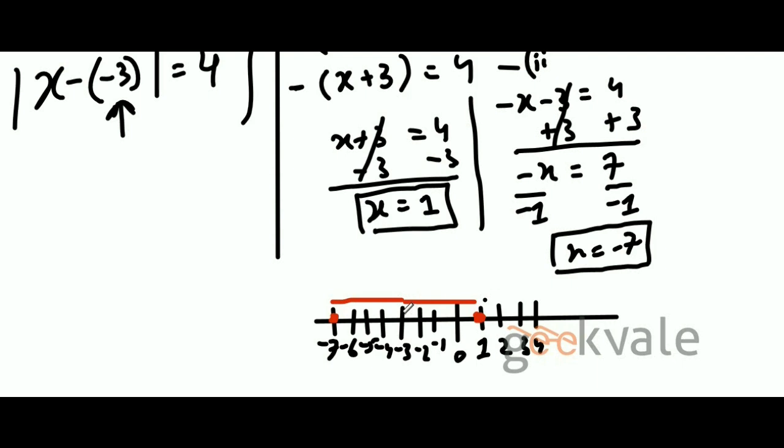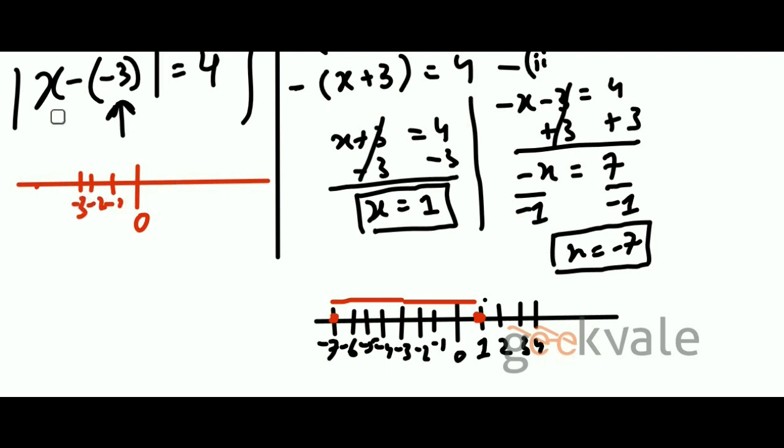The positions are equidistant from minus 3. If we go back to this method, I said I'm looking for two positions which are 4 units from minus 3. So what I need is minus 3. This is 0, 1, 2, 3. Minus 1, minus 2, minus 3.